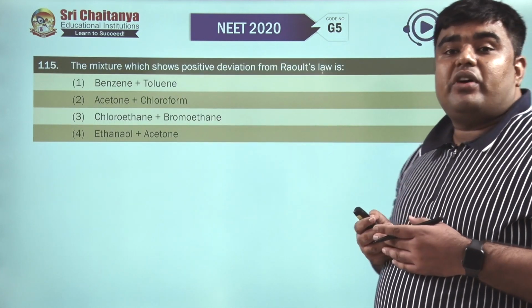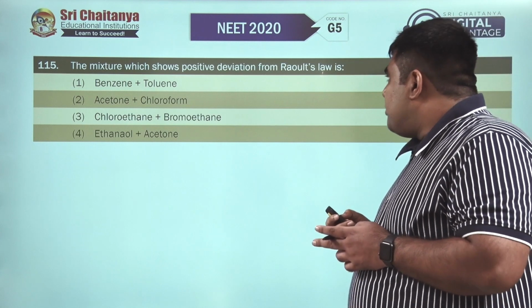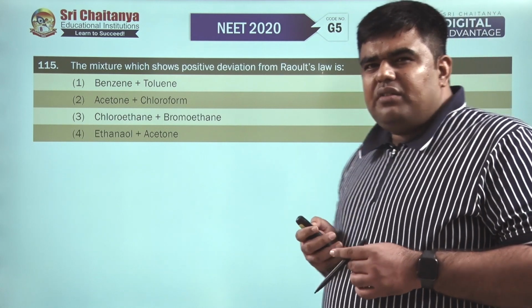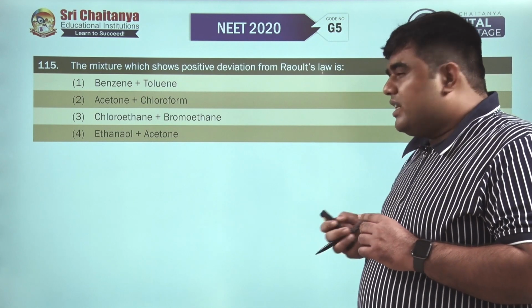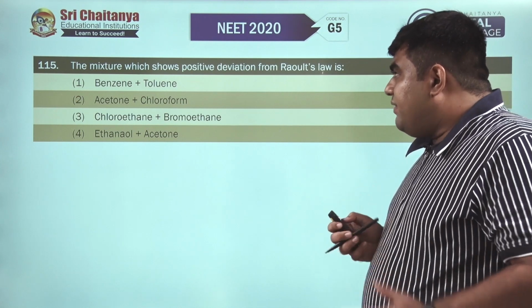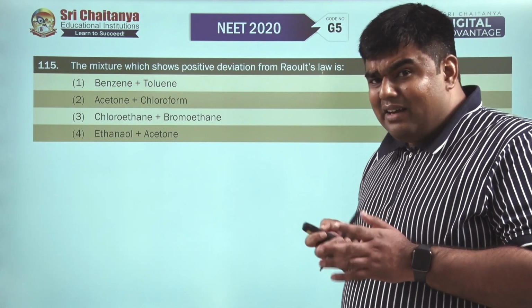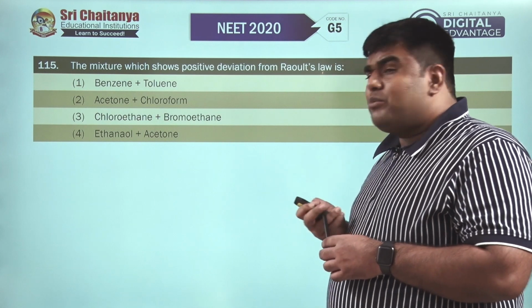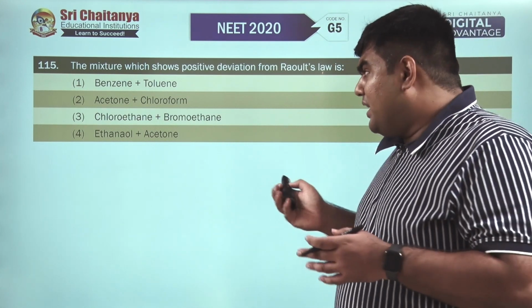Moving to question number 115 now. The mixture which shows positive deviation from Raoult's law. Benzene and toluene, we know that it follows Raoult's law, so it doesn't show any kind of deviation, either positive or negative. Acetone and chloroform, we know that it is a negative deviation. Chloroethane and bromoethane, again it is an ideal solution, it will not deviate positive or negative.